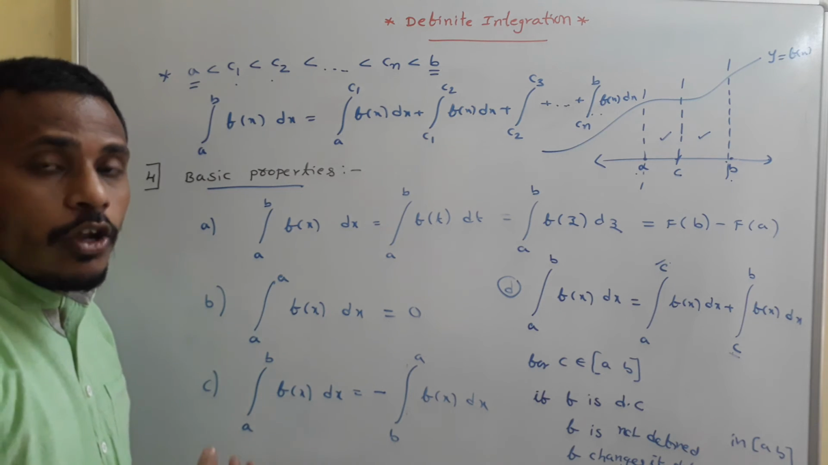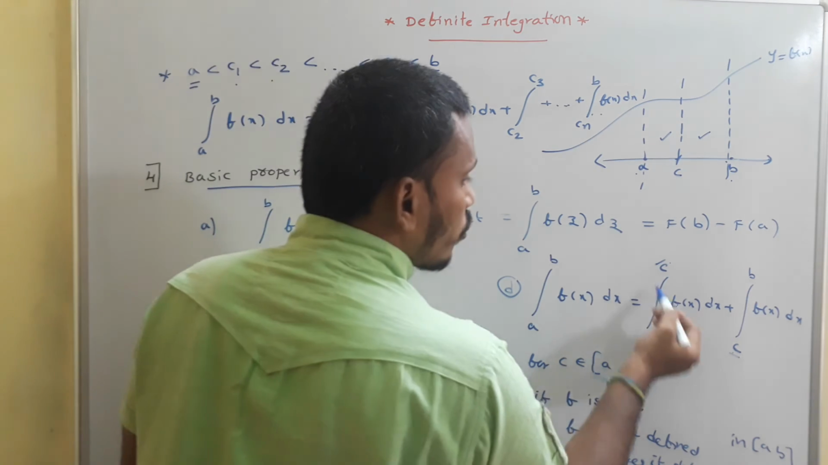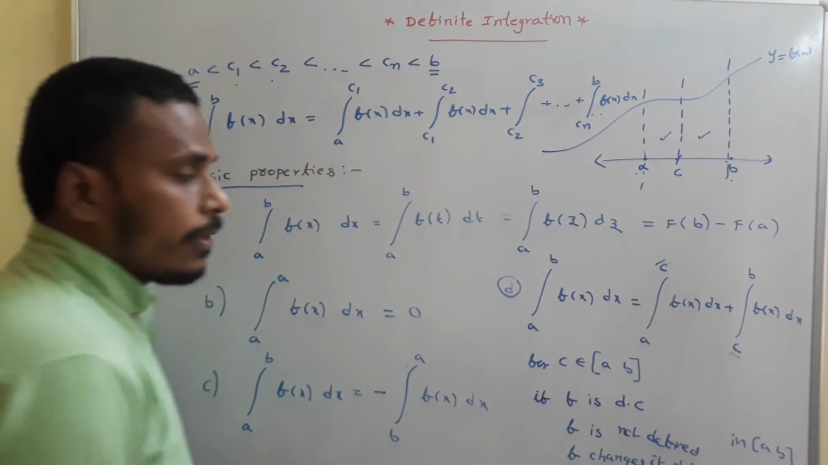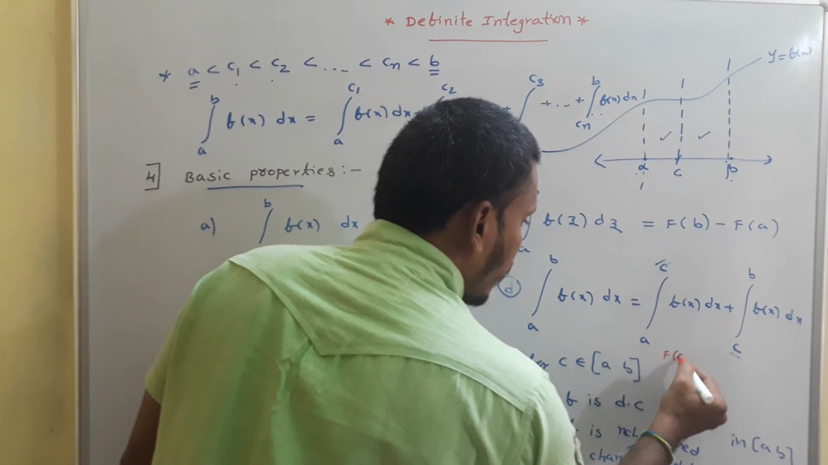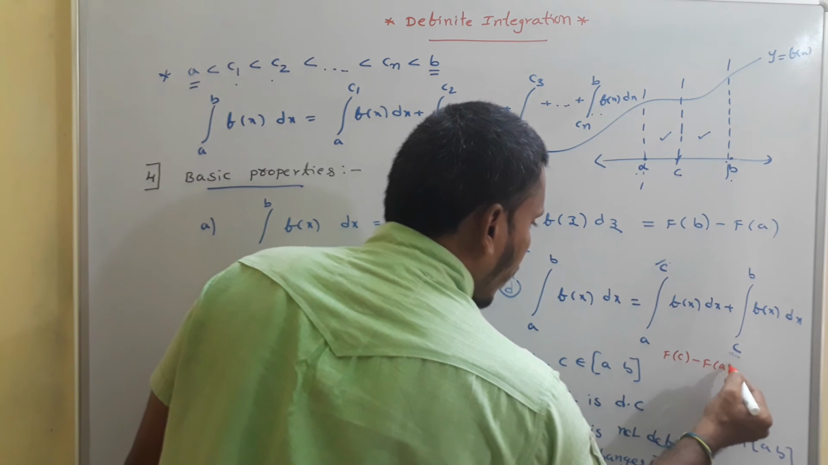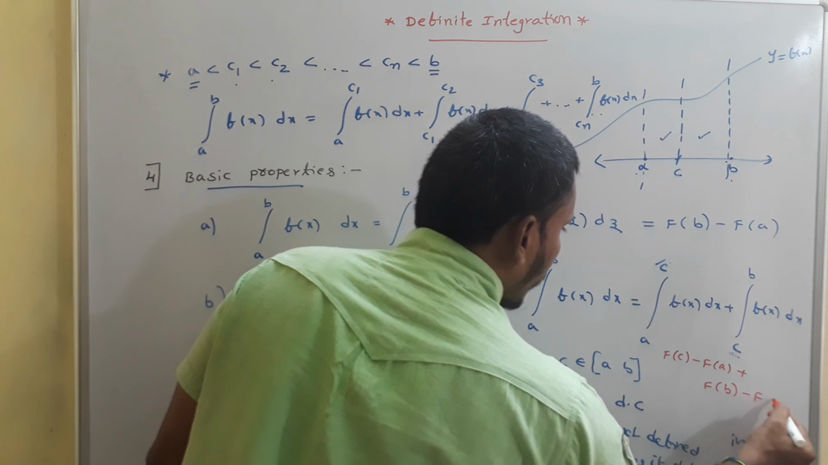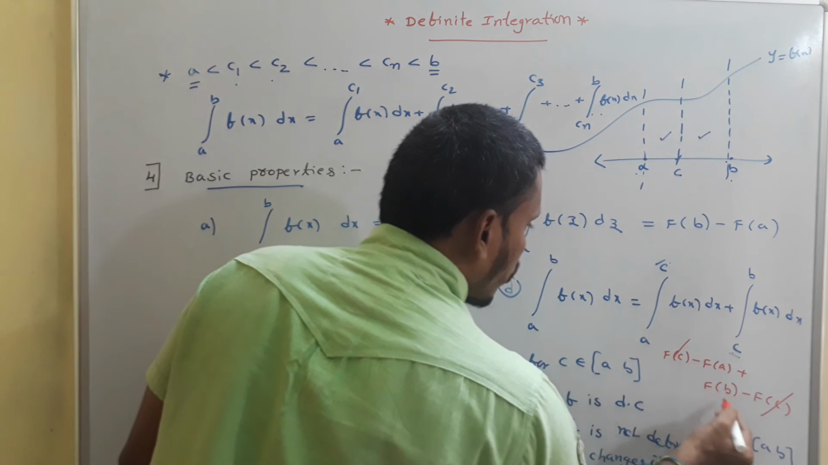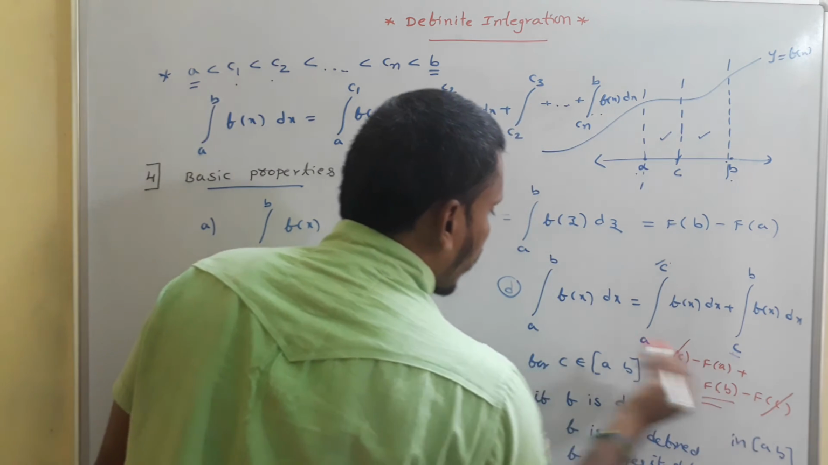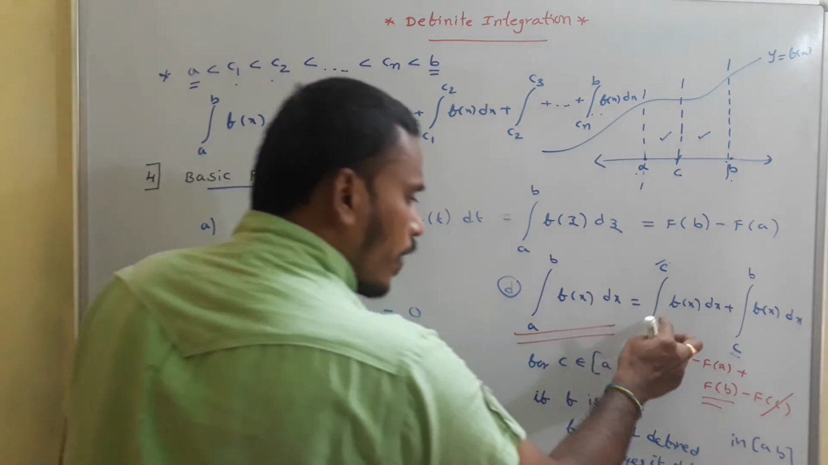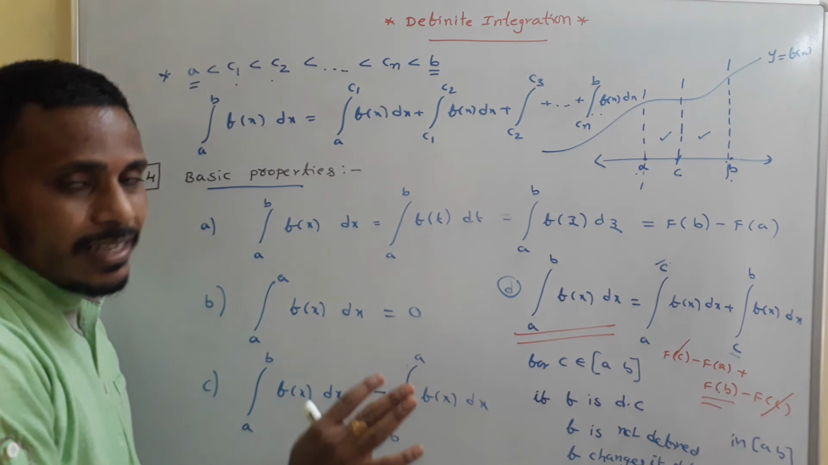Okay, same value అనేది ఓకే కదా. Suppose integral a to c f of x dx అంటే దీని వాల్యూ అవుతుంది f of c minus f of a. This is f of c minus f of a plus what is this value? f of b minus f of c. If you cancel out these two, we are left with f of b minus f of a, which is this integral a to b f of x dx. So if you split, no problem, you will get the same answer.